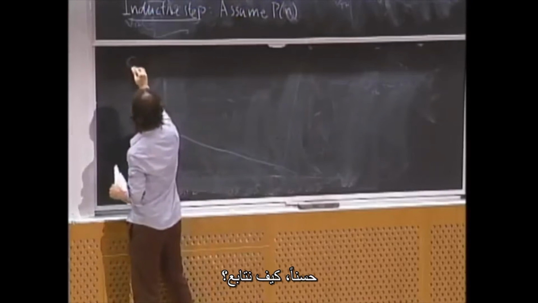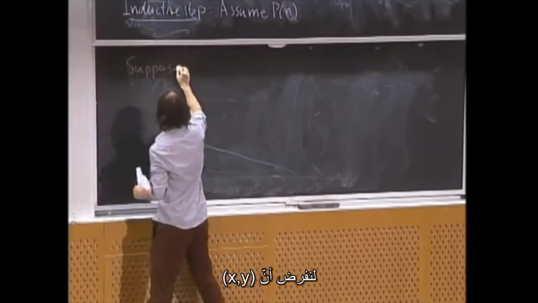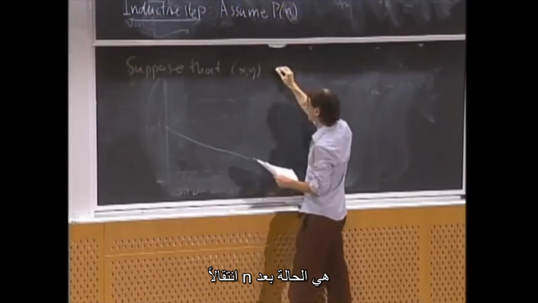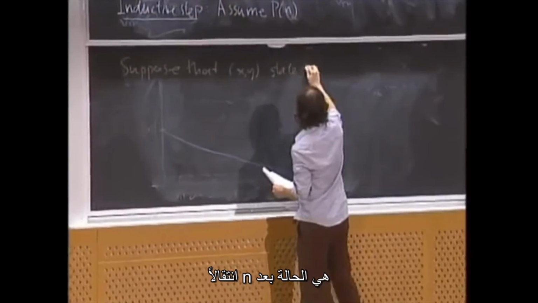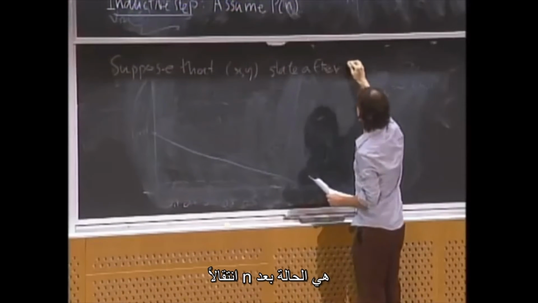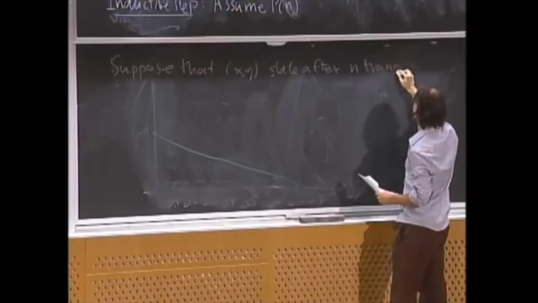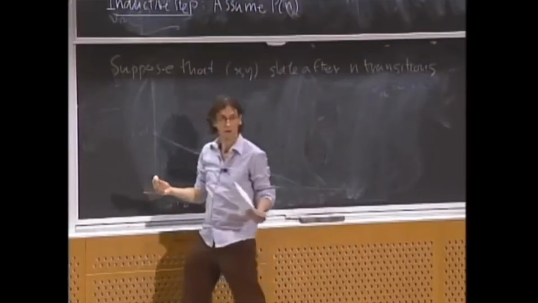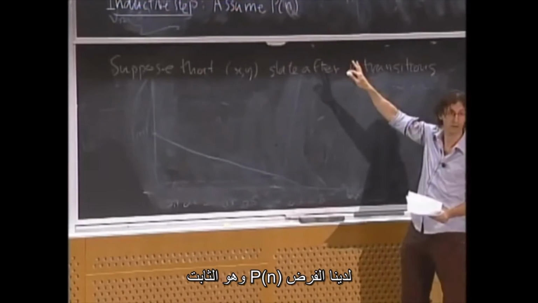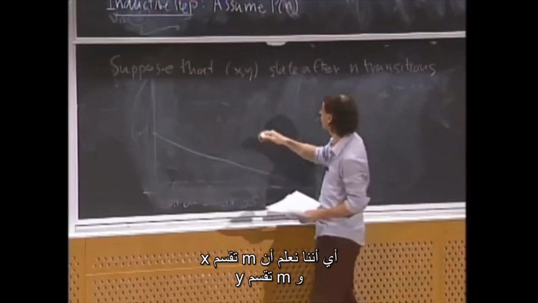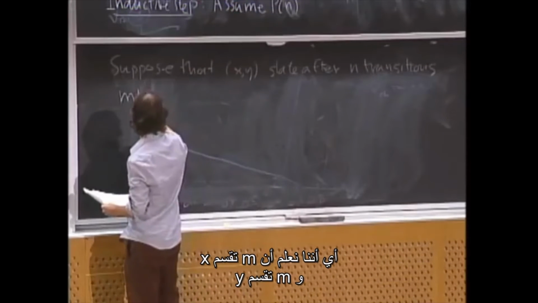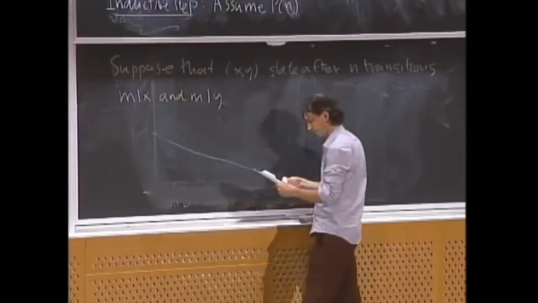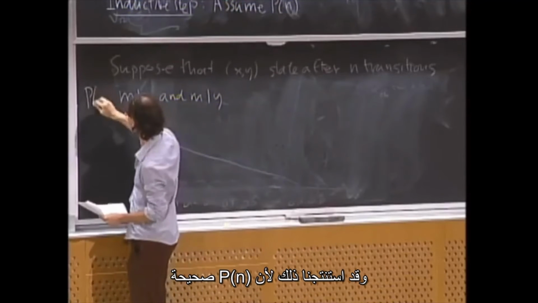Okay, so how do we go ahead? Suppose that x, y is the state after n transitions. Well, what can we conclude? We have the predicate Pn, the invariant, so we know that n divides x and m divides y. And we concluded that because Pn is true.